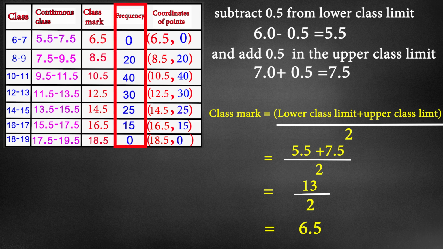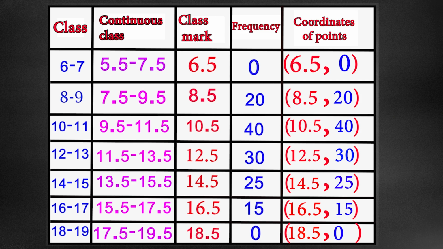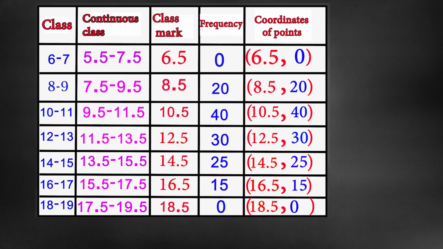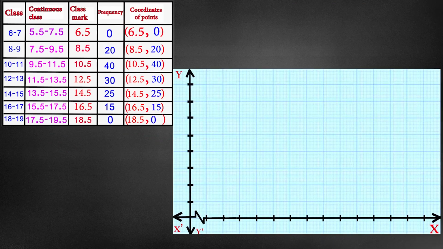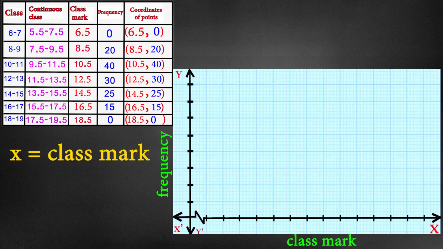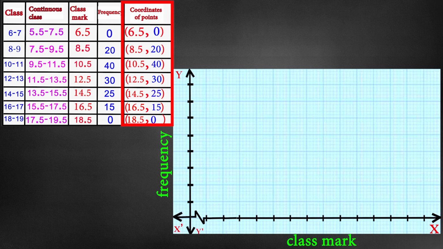The fourth column shows frequency. The fifth column shows coordinates of points. Coordinate of points means class mark on x-axis and frequency on y-axis. In short, x is equal to class mark, y is equal to frequency. Hence, the first coordinate will be (6.5, 0). In this way, write all the coordinates of points.